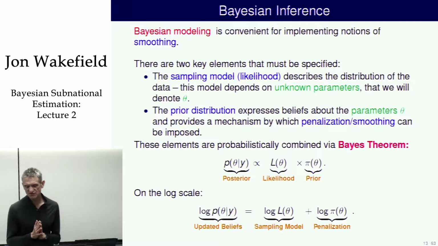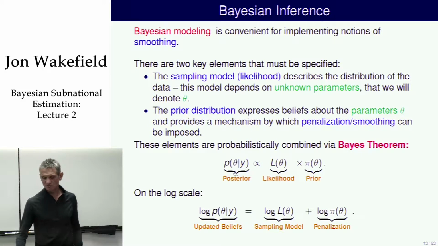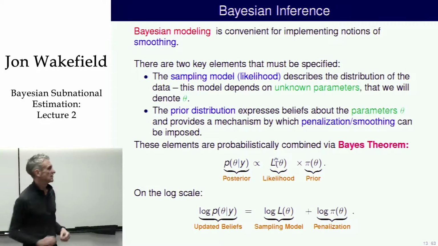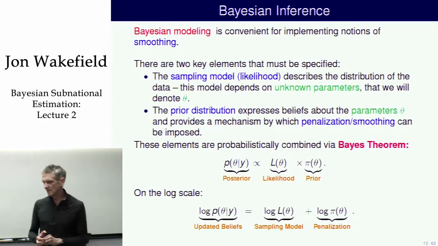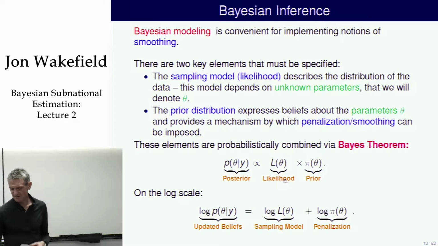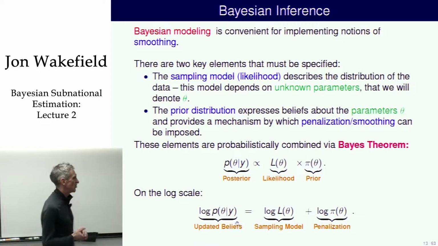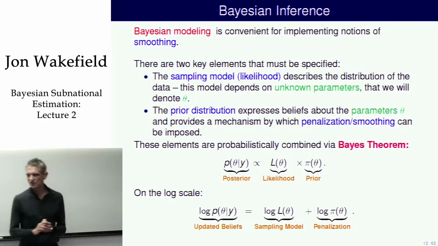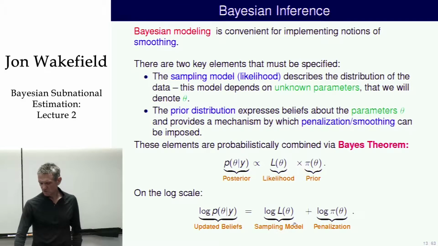So given the data we've seen, fixing the data, the posterior probability or density assigned to any particular value depends on how likely that value of theta is, how much it's supported by the data, and how much prior support we give. So there are two elements combining in this simple multiplicative fashion. Sometimes it's informative to think of this on the log scale, so the log posterior is the log likelihood plus the log prior density, and then I've written it in the perhaps more intuitive notation of combining the sampling model with the penalization.